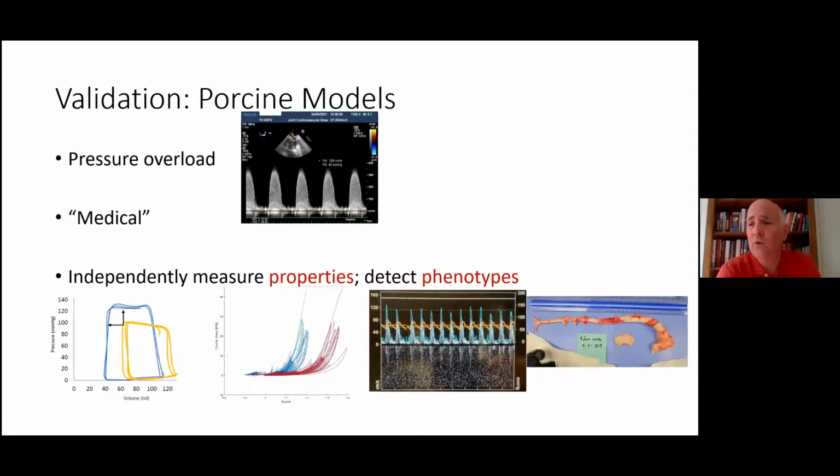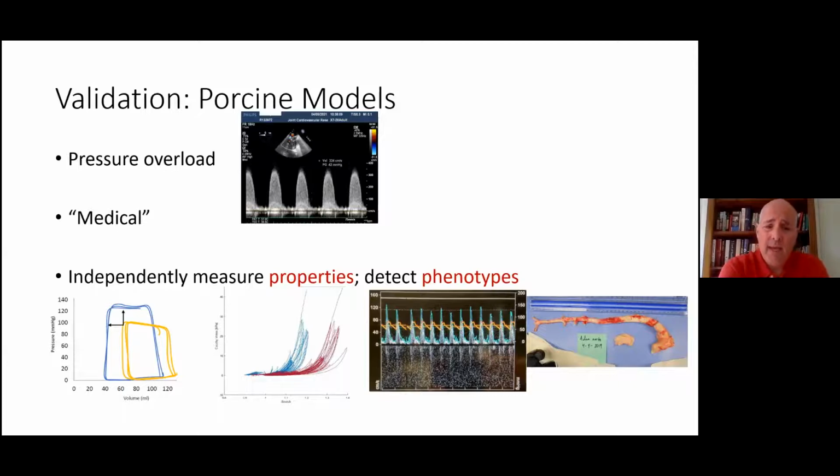So we have utilized porcine models of HFpEF, two specific models. One is a pressure overload model, which is a banded aorta model described by Charles et al. And then a medical model, which is one that we have not utilized but are interested in utilizing, where we give the animals a corticosteroid, and they develop stiffness and increased pulmonary vascular resistance.